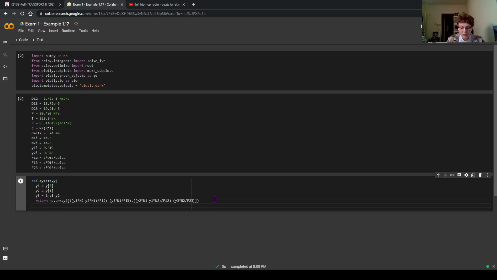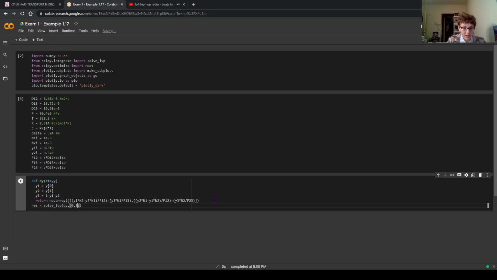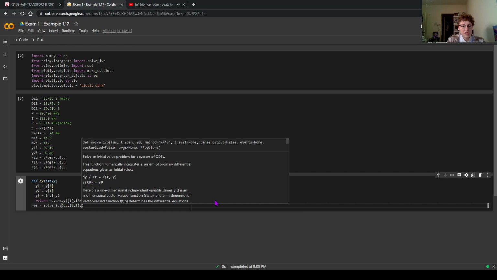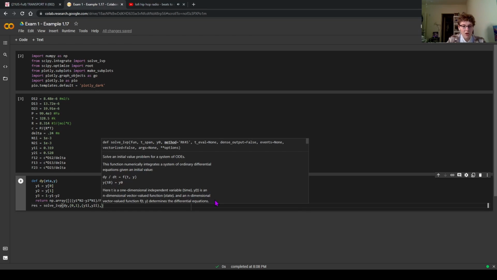And once we have that function defined, we can go ahead and call our solve IVP function in order to look at what the function is originally going to give us with our initial guesses. So we will call this first one res for result, and then that will be equal to solve IVP that we imported earlier. The first thing we have to input is our function, which we defined as dy, and then the span for the independent variable, which is eta, and we want that from 0 to 1. And then we have our initial values, which are y1i and y2i. And then we also have our method. We are going to be using the Radau method, if I could spell correctly.